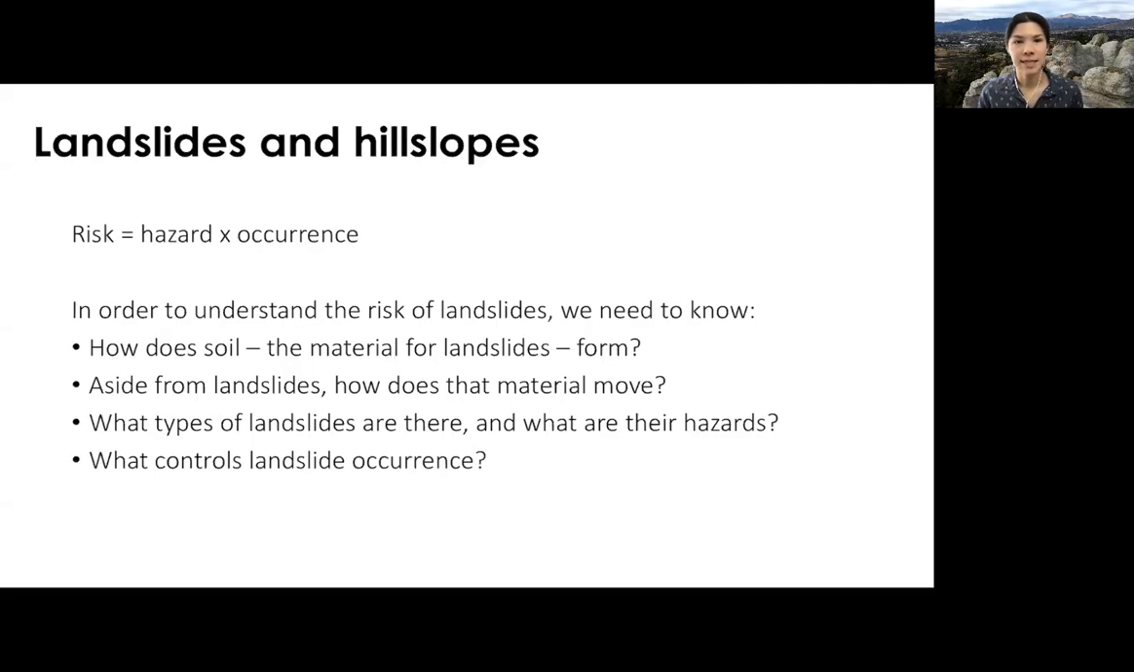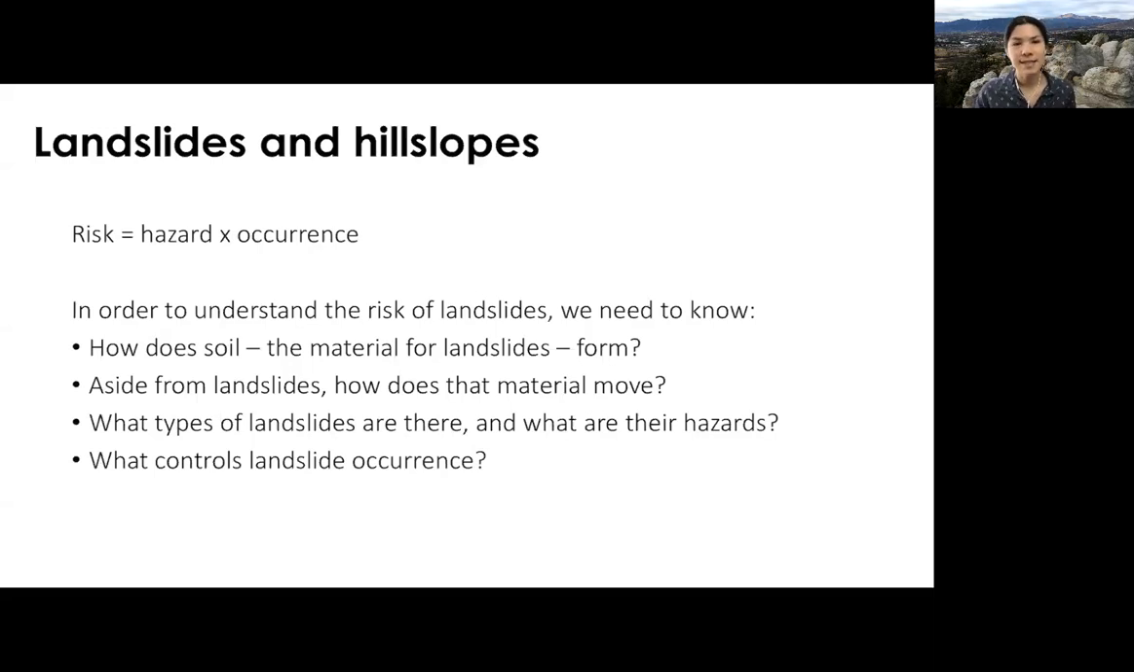Before we really get into that and into landslides, we need to cover a few things first. So to understand the risk of landslides, we really need to understand how the material for landslides forms. So this is going to bring us to rock weathering. We need to think about how that material might move in ways that aren't hazardous landslides. So we'll talk about some diffusive hill slope processes.